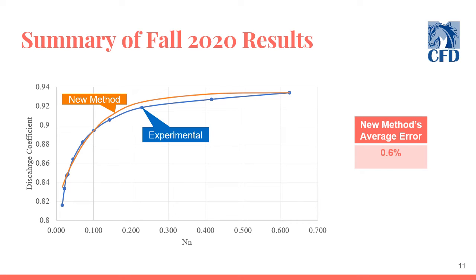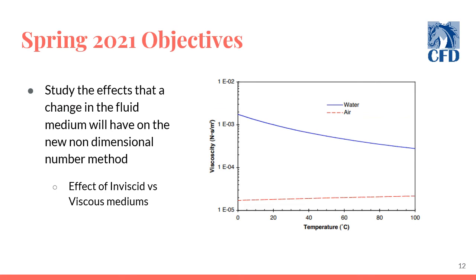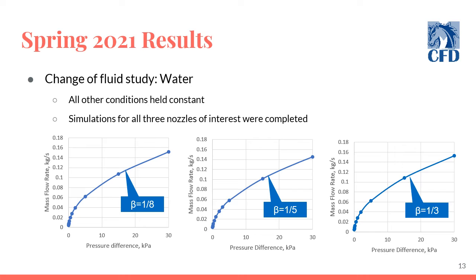with the experimental data. This semester, we were tasked with studying the effects of fluid medium changes on the method, since this method was intended to circumvent the use of the viscosity-based Reynolds number. It was tested using air, so the efficacy of the method on the flow of more viscous fluids such as water has to be verified. Through the semester, we successfully ran simulations using liquid water as a fluid medium, exploring the same range of pressure used for our air simulations for all three nozzles.